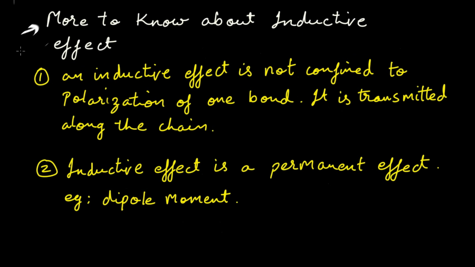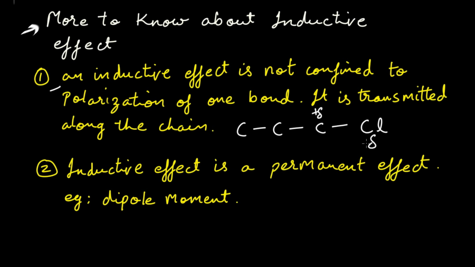Last but not least, more to know about inductive effect. There are a few things that you should know about inductive effect. An inductive effect is not confined to polarization of one bond. This is transmitted along the chain. For example, this is a carbon chain, and at the end there is chlorine atom. So it will attract the electrons of first carbon. This will create a small positive charge, right?